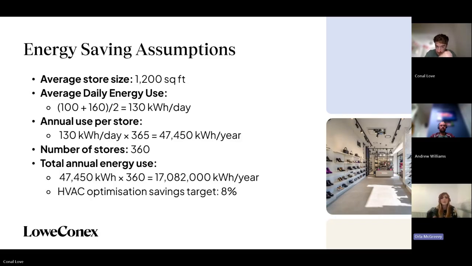From that square footage, what we'll then tend to look at is an average amount of kilowatt hours that are used in that store per day, and then really starting to look at what impact that's having across the store per year, and then across the estate per year as well. So as we start to extrapolate up in this example, we're using 130 kilowatt hours per day across an average of about 1,200 square foot of a store and 360 stores. So really starting to bring that data up very, very quickly.